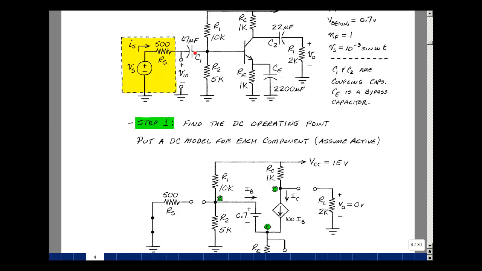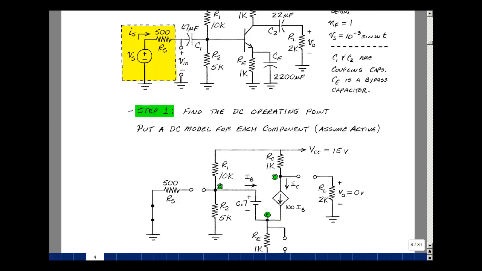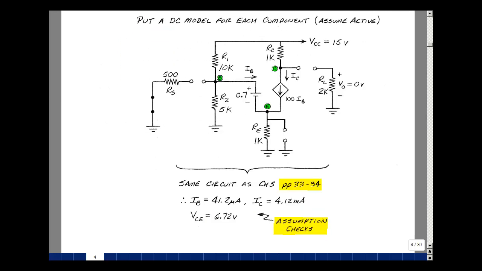A capacitor looks like an open circuit for DC in steady state. Likewise over here, and likewise over here. The battery that's here is a DC battery, so we'll just leave that there. For the transistor, we'll put in a DC model. Between the base and the emitter, there was a battery of VBE on, in this case 0.7, and a current source from collector to the emitter of beta F times IB. This is our DC equivalent circuit for that amplifier.